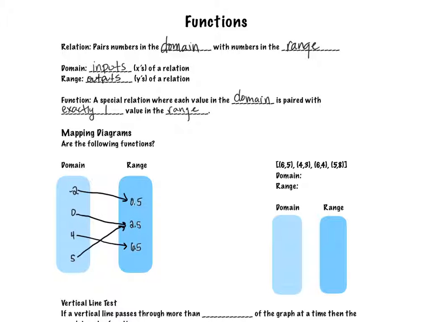Okay, so we have a few different ways of telling if things are functions. We'll get to the vertical line test, which I think all of you have heard of. Another thing we look at is what's called a mapping diagram. That takes the domain and the range, and the arrows just tell me what things pair to each other. So when you put -2 in, the output you get is 0.5. 0, you get 2.5, and so on.